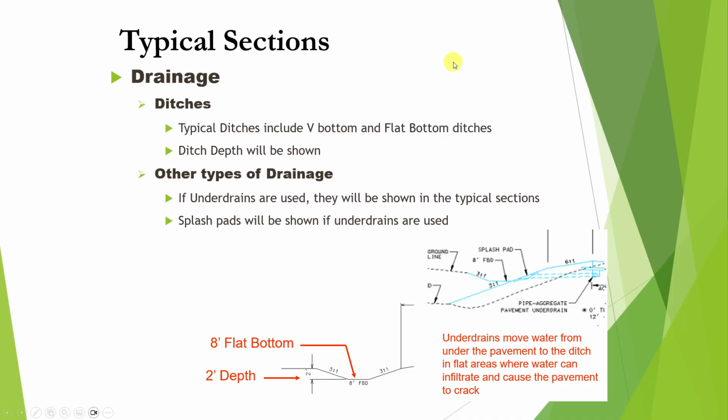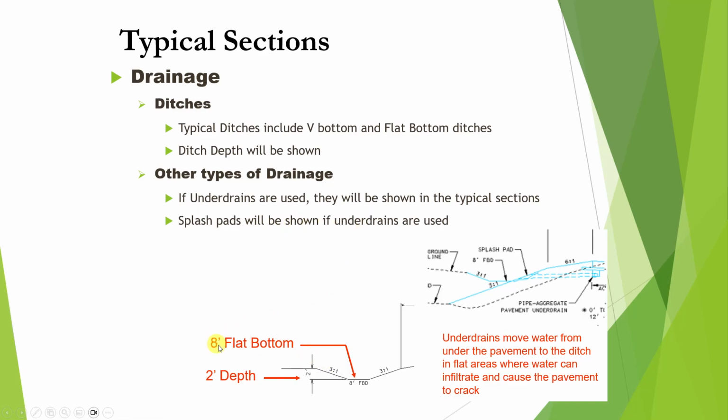Okay, typical sections. Still with typical sections, we're talking about drainage now. There's ditches out there, okay, and typical ditches include V-bottom and flat-bottom ditches. Ditch depth will be shown. And there's other types of drainage. If under drains are used, they will be shown in the typical sections. Splash pads will be shown if under drains are used.